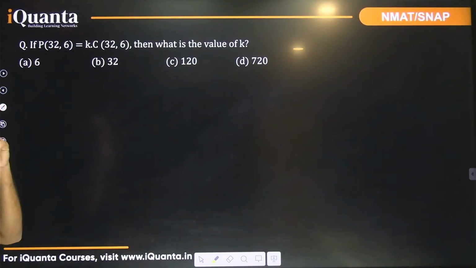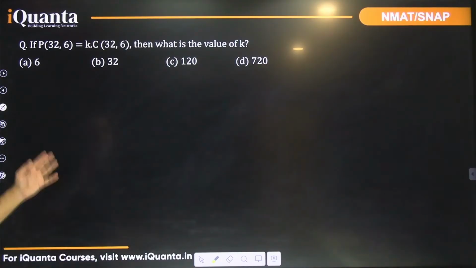If 32P6, P means permutation, permutation of 6 out of 32 objects is equal to combination of 6 out of 32 objects into K, what is the value of K?